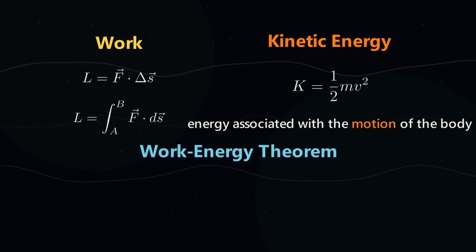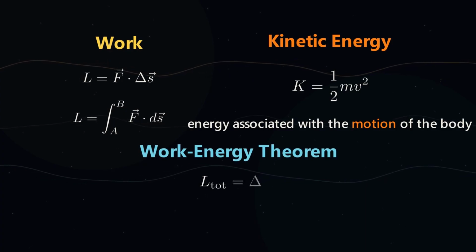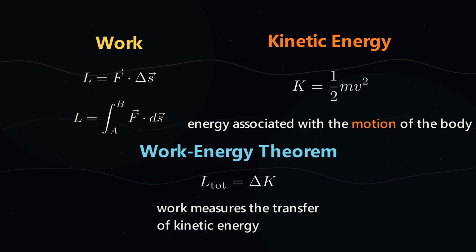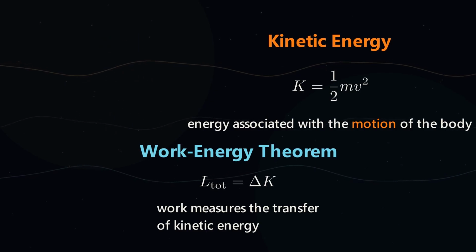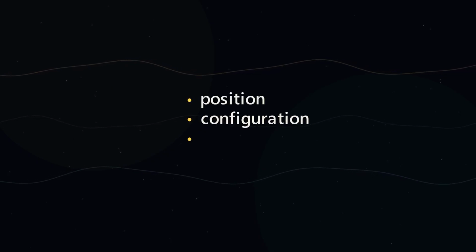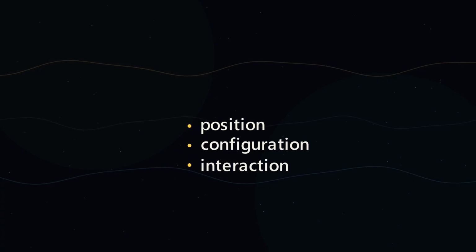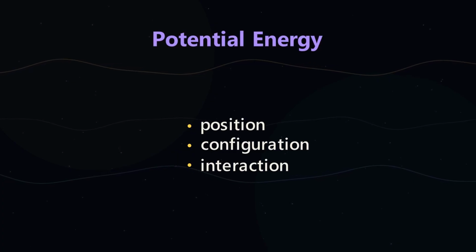The work-energy theorem tells us that the change in kinetic energy is equal to the total work done on the body. So work can be understood as a measure of energy being transferred to or from a system. But motion is not the only way energy can appear. Energy can also be stored because of position, configuration, or interaction. And this brings us to the other central idea of this video, potential energy.